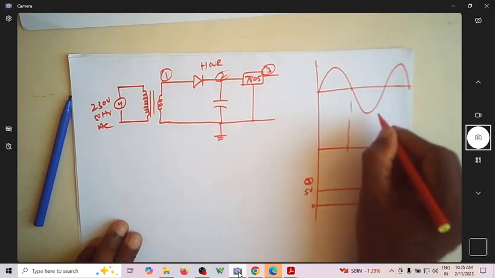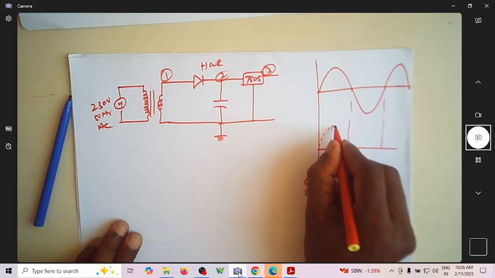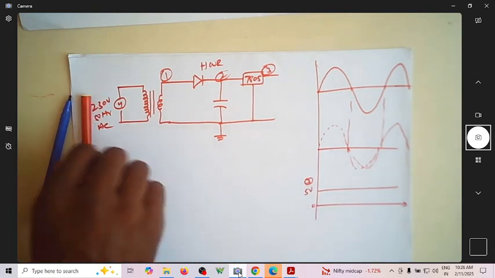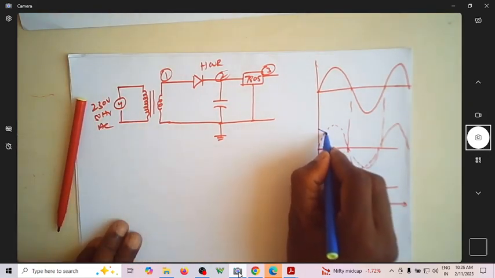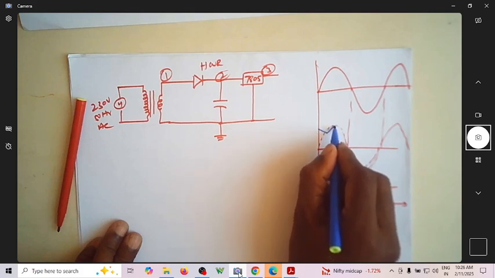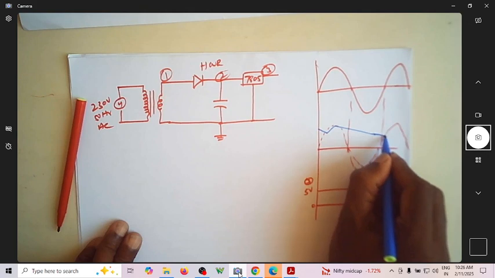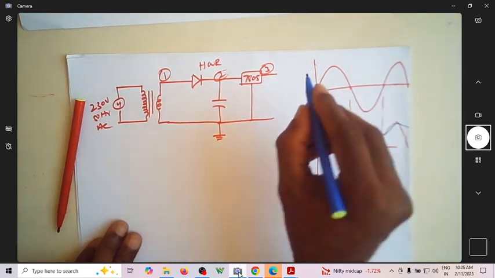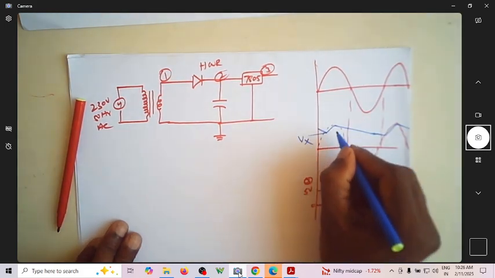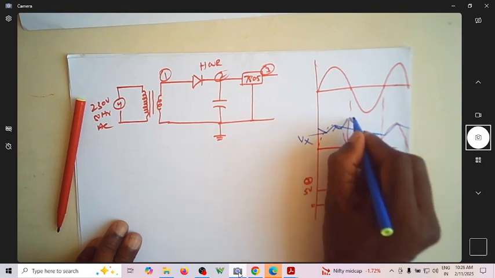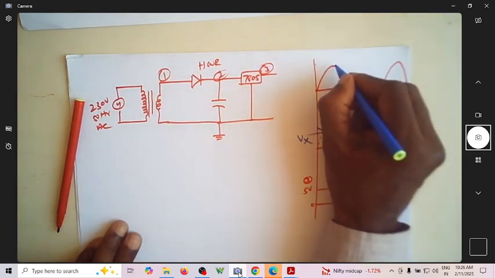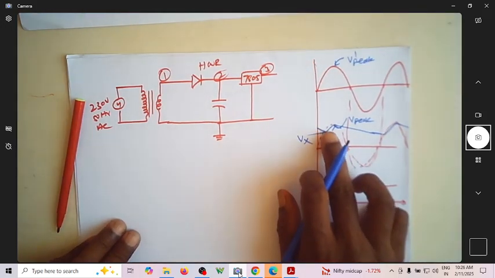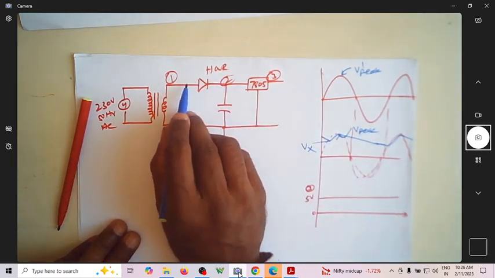So let me write the input reference so that I can write the ripple properly. This is what I'm having. This will be the decaying one, an exponential decay. Now let me call this voltage Vx. Let me call this V peak, and this V peak dash. V peak and V peak dash are the peaks before and after the diode.